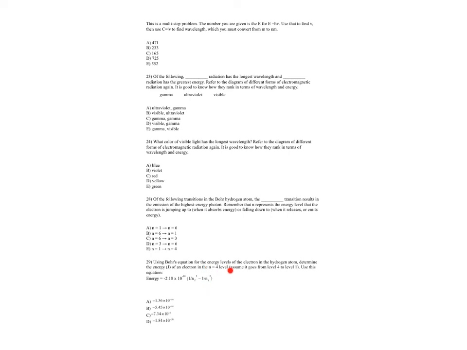So I've told you here that we're looking for the value of energy for the electron, and n equals 4. That means we're assuming that it falls from level 4 to level 1. So your initial is level 4 and your final is level 1, and that's what you would plug in to get your answers there. Just math, and I think you can do that.